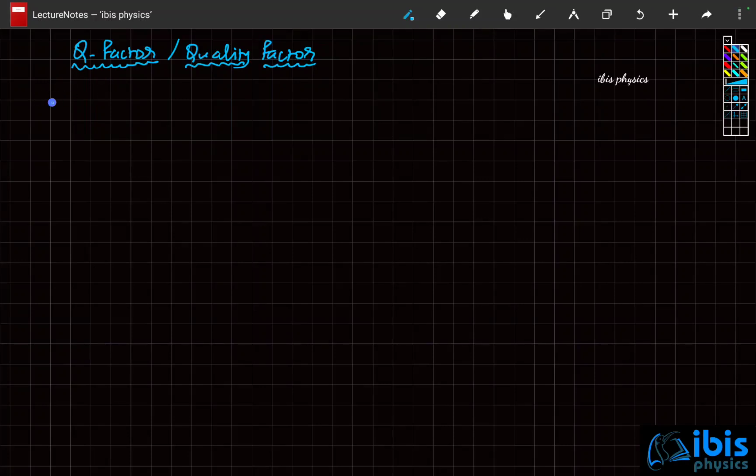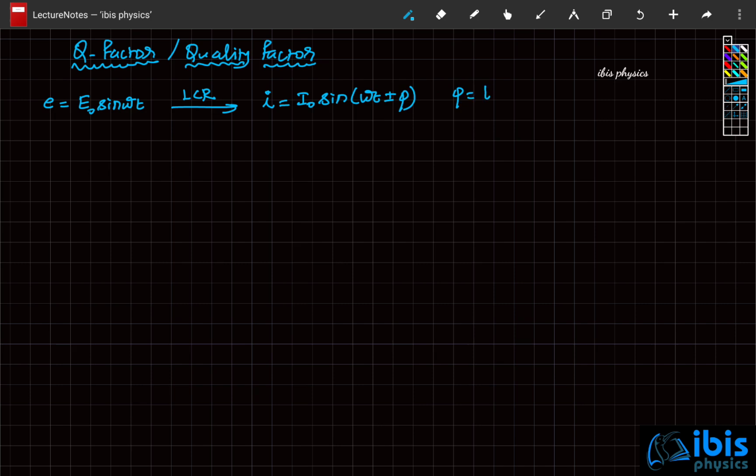If you apply E equal to E naught sine omega t in an LCR circuit, as a result you are getting a current I equal to I naught sine of omega t plus or minus phi, where phi is defined as tan inverse of XL minus XC by R, whereas the maximum current in the LCR circuit, I naught, is actually equal to E naught by Z, and E naught by square root of R square plus XL minus XC the whole square.